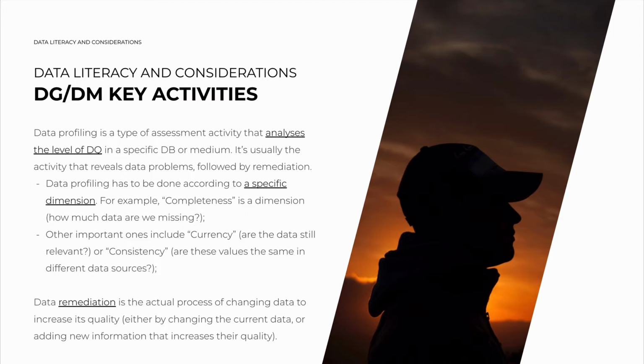We will cover dimensions in much more detail later, but for example, one dimension is completeness. That is, how much data are we missing in this database or table or whatever it is. Other important dimensions, which we'll also cover, include, for example, currency or timeliness. That is, are these data still relevant? If you have customer data from 2 years ago, the data themselves may have the right values and they may be complete, but they are not up to date. Or, for example, consistency. That is, if you have the same data across different data sources, are these values the same across the different containers?